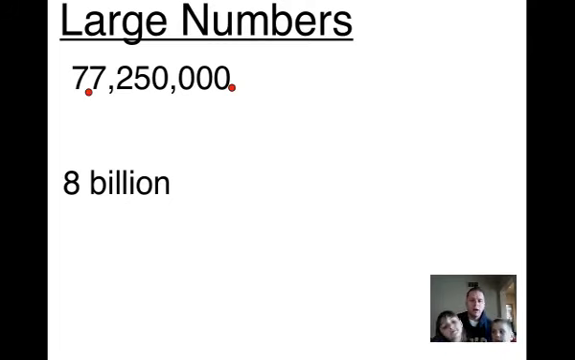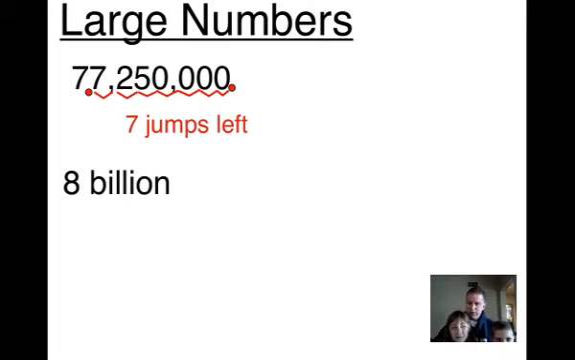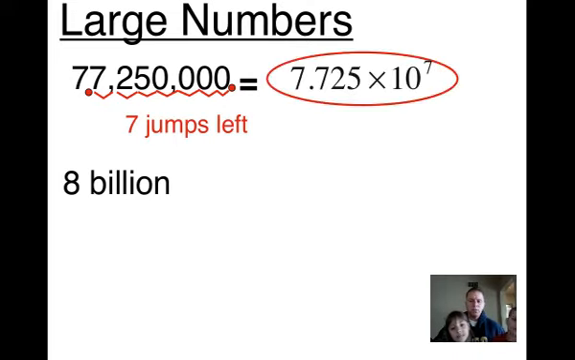First 7. So how far did we move? We moved 1, 2, 3, 4, 5, 6, 7. So we jumped 7 places to the left. Now if we're to the left, is that going to be a positive exponent or a negative exponent? Positive? Very good. So we're going to write 7.725, then we drop all the zeros, because that's the point, to make it easier to write, times 10 to the 7th power.